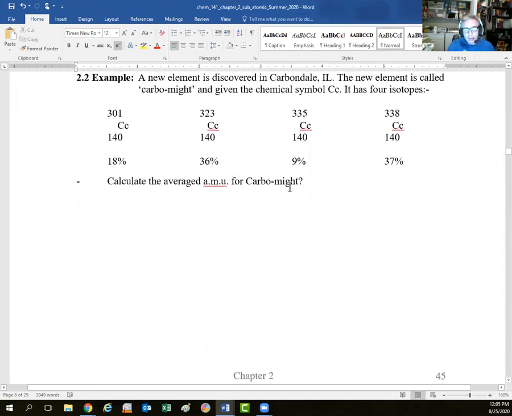Again, example you could maybe try at home. A different element which has 4 isotopes. What would be the abundance average mass? And feel free to take a second to try this for yourself.